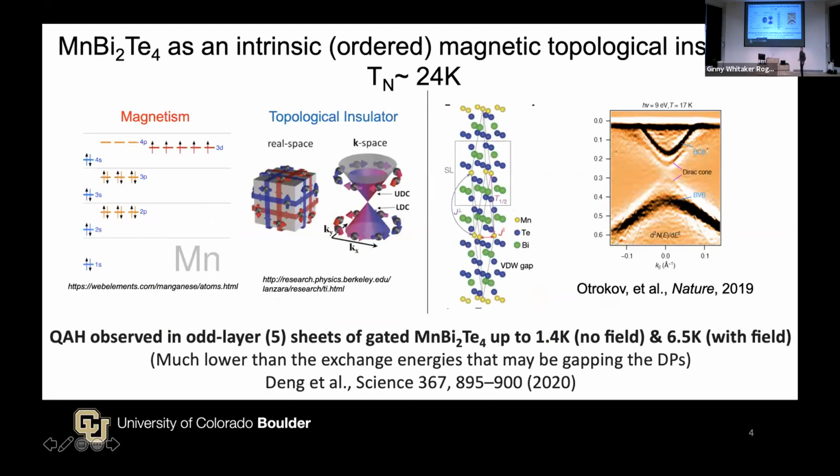Okay, so in these Mn bismuth telluride compounds, the main compound that people have really been working on is the 124 material. It's an intrinsic ordered magnetic topological insulator. The Néel temperature is of order 4 Kelvin. So again, it brings magnetism and topology together. The field was really launched by Otrokov. And here is a picture of the crystal structure and some ARPES data from their paper.